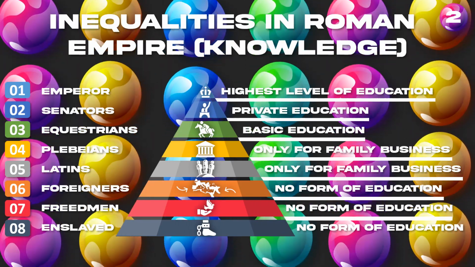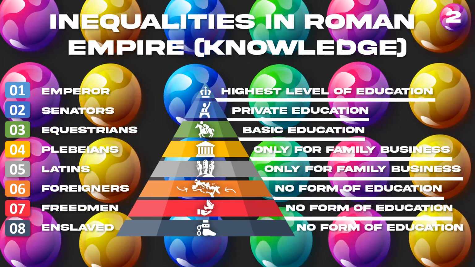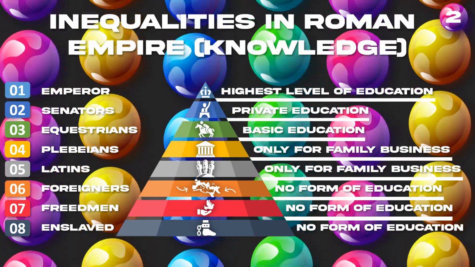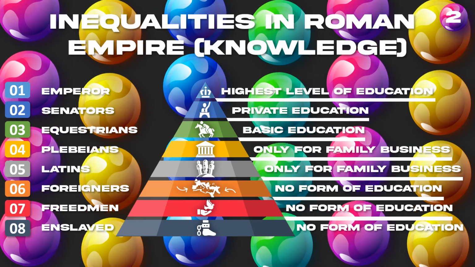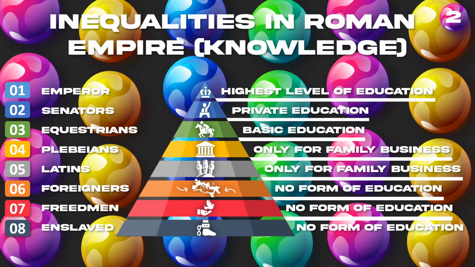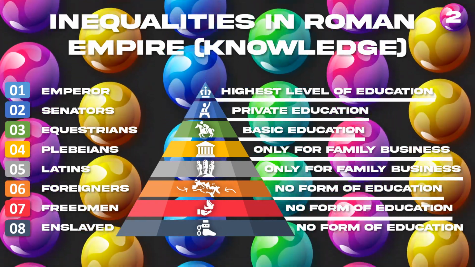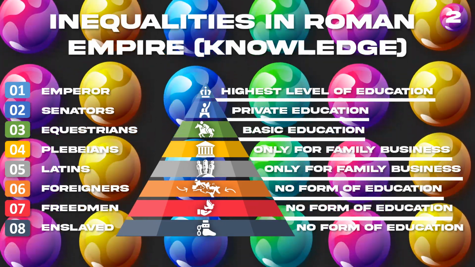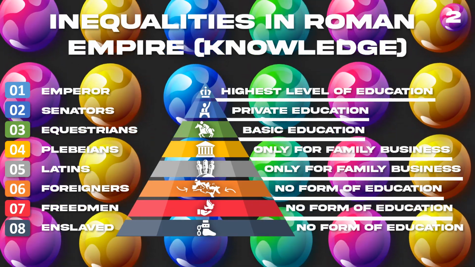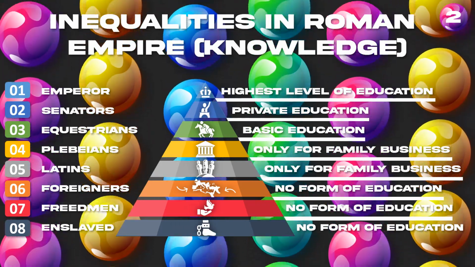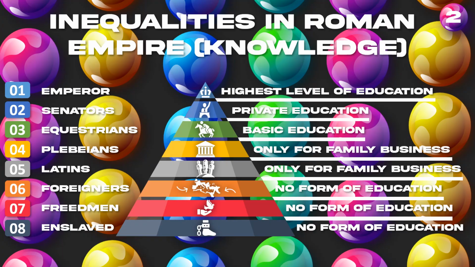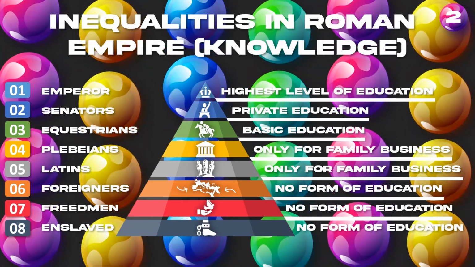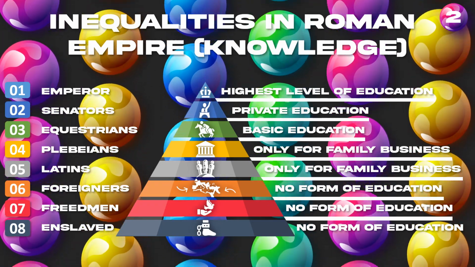As in the empires we saw beforehand, the emperor and the senators had access to private education. The equestrians, who were part of the army, were educated in war strategies and battlefield techniques. Plebeians and Latins were only educated in relation to their family business. However, foreigners, freedmen, and enslaved people did not have access to education as it was part of the rights they didn't have.